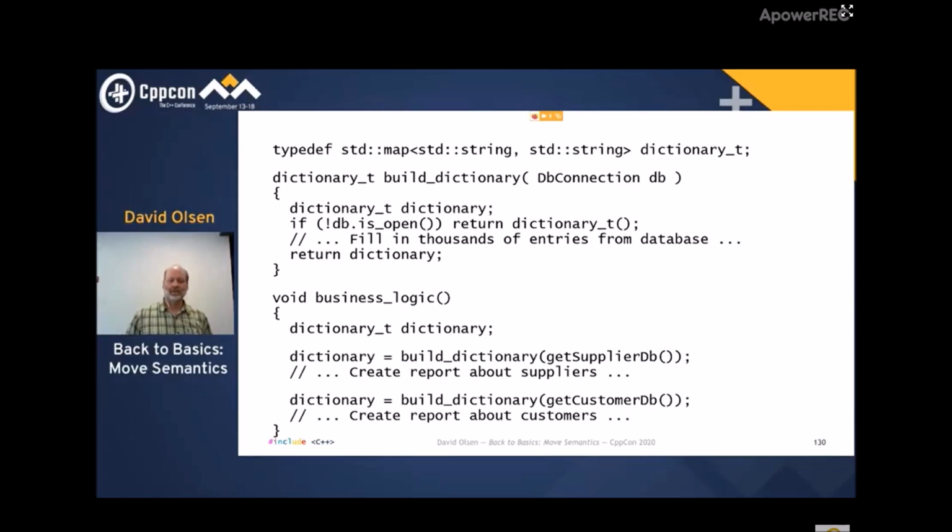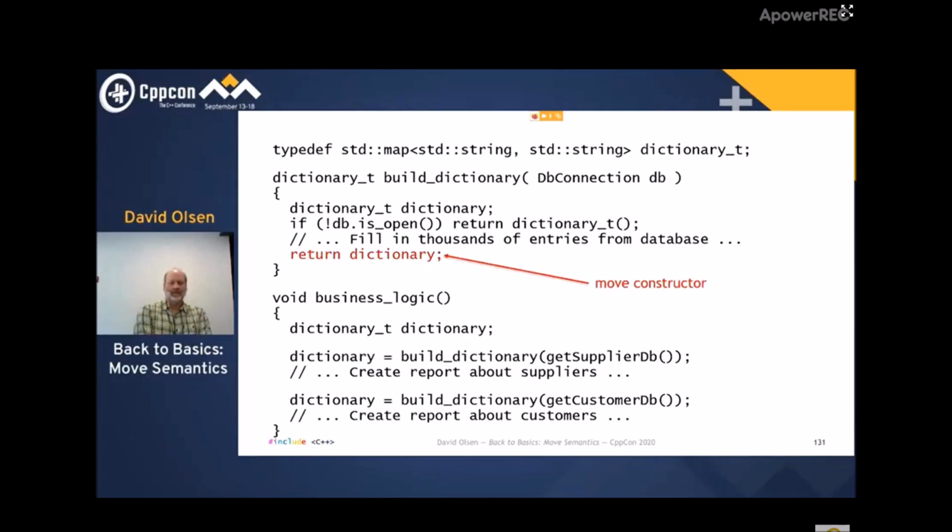Here's our code. Remember, there was a copy at the return statement in BuildDictionary and a copy at each of the assignments in BusinessLogic. Let's see what happens to them when we upgrade to C++11, where std::map now has a move constructor and a move assignment operator.